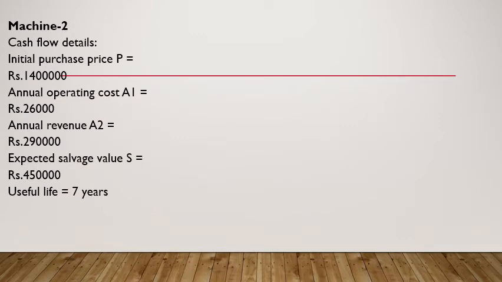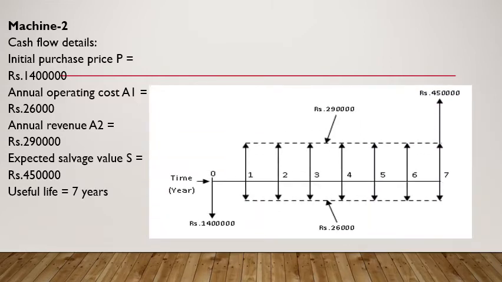Now let us discuss the cash flow diagram of machine 2. Its initial purchase price is 14 lakhs, operating costs are 26,000, annual revenue is 2,90,000, salvage value is 4,50,000, useful life is 7 years. Its cash flow diagram is very simple.